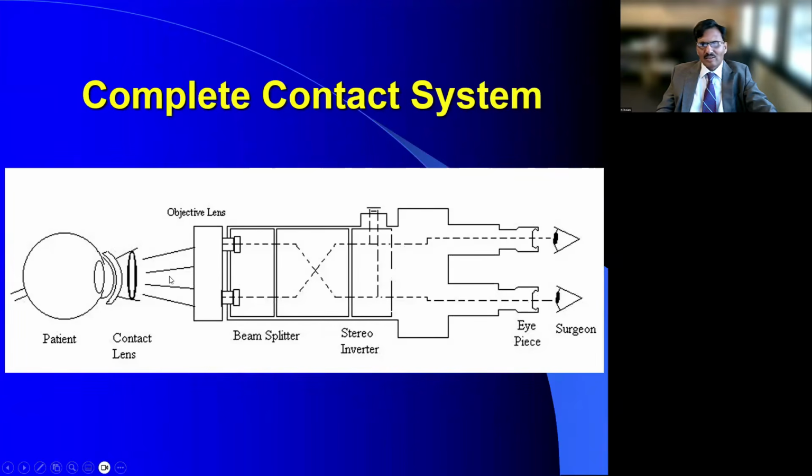Remember, this is the entire system. As you can see here, the eye, the lens, the contact lens or a non-contact lens you put in front, and the image that is formed is now captured by your objective lens of the microscope, gets re-inverted with the stereo inverter, and presented to you binocularly, just like in your binocular indirect ophthalmoscope, to the surgeon, which allows you to see.